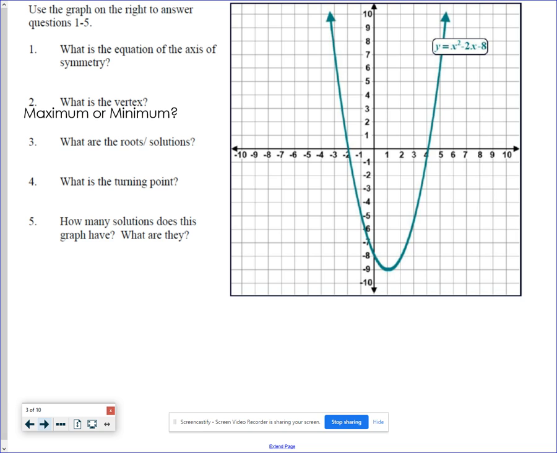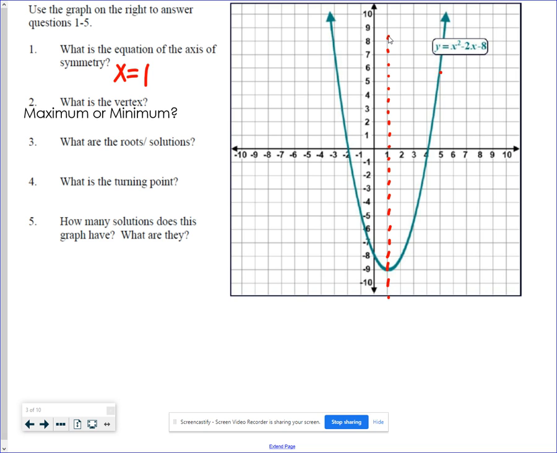In this problem then, I've got this graph. The equation is on there, y equals x squared minus 2x minus 8. And I should be able to answer some of these questions. So I want to know the equation of the axis of symmetry. And again, because this is graphed, I can look at this and I can say, I know that this is my axis of symmetry. And that's at x equals 1. Let me show you just quickly where that comes from.